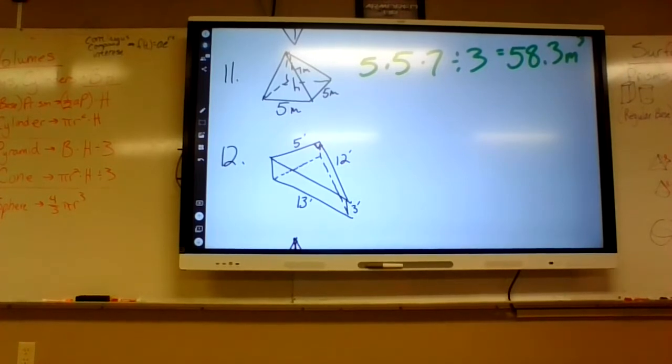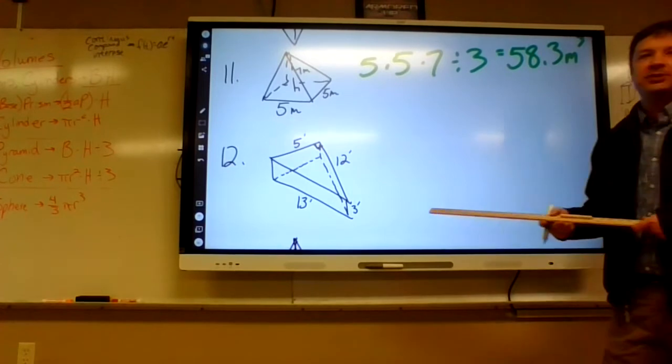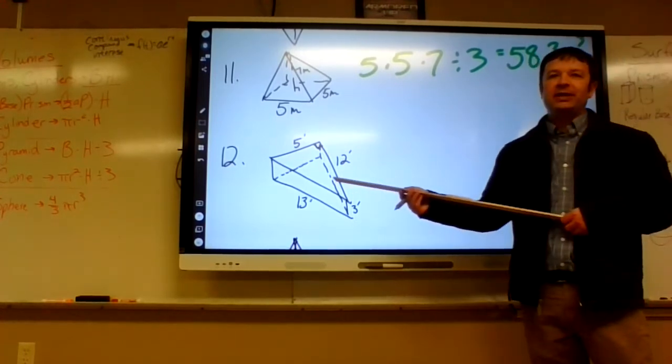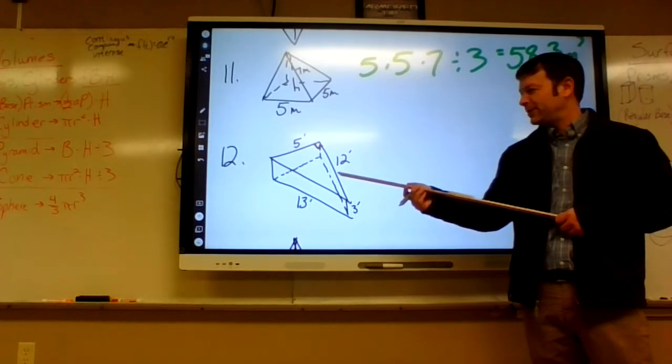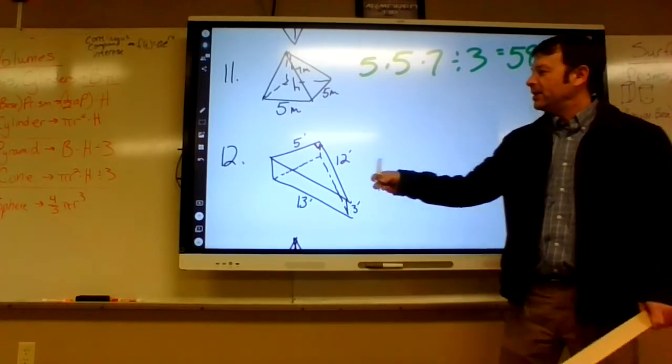Okay, number 12. You guys know what that shape would be called? Yeah, it's a what kind of prism? Triangular. Did you get your phone out? Dylan, did you get your phone out? No. Okay.